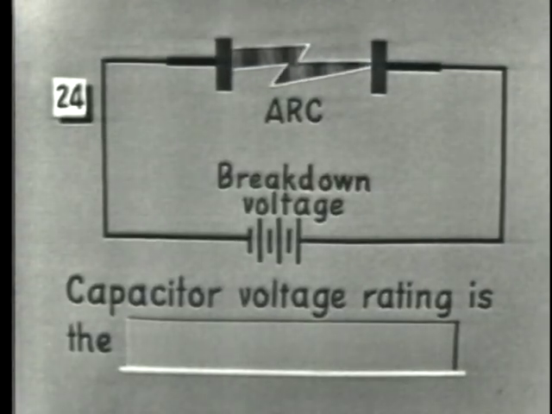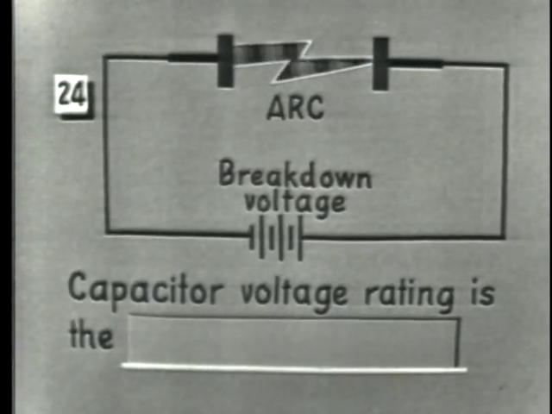Remember, to explain voltage rating of a capacitor, one would have to say the breakdown voltage. Now, by that, you know that I mean the breakdown of the capacitor will result at this voltage. An example of this is when the insulating effect of the dielectric is overcome and current arcs from one plate to the other. Answer number 24 on your response sheet.